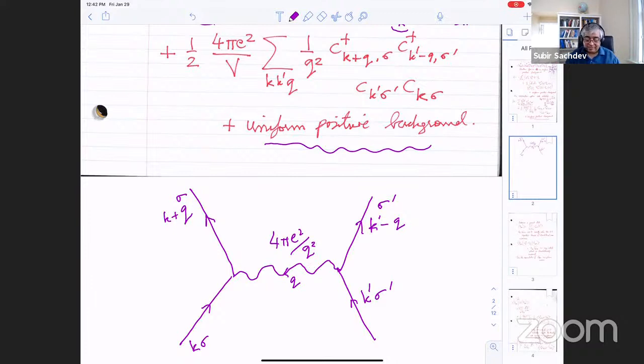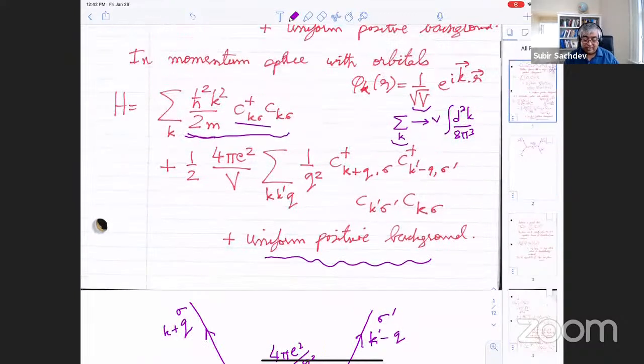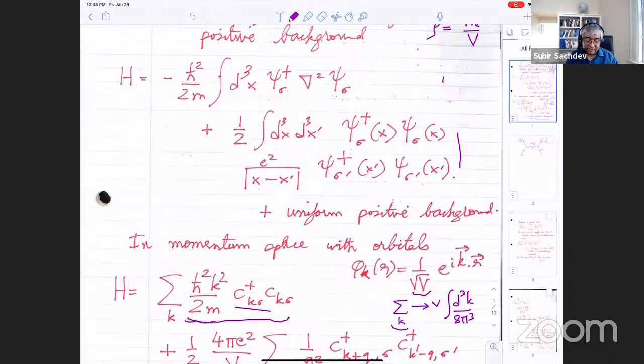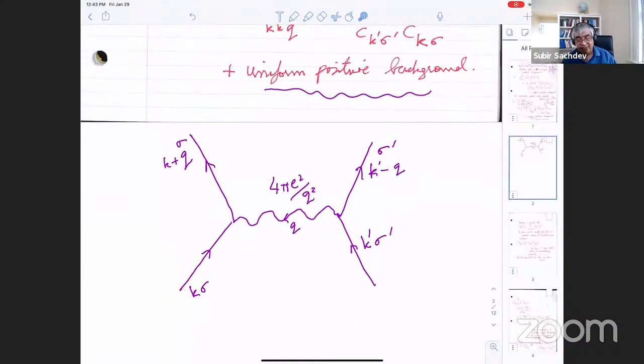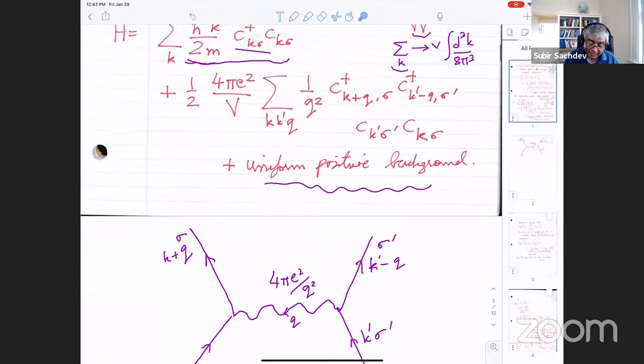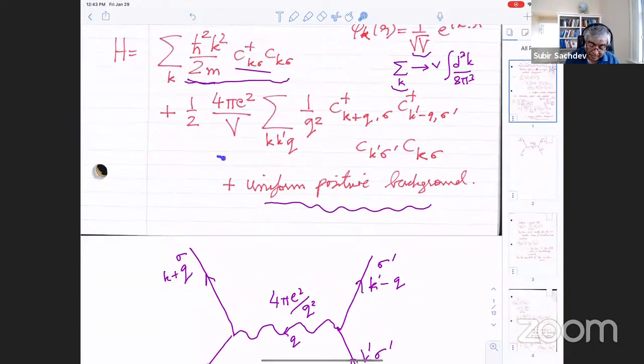When you actually compute some physical process, you can ask about energy conservation. But momentum conservation is just a consequence of translation invariance of the interaction, the fact that this interaction only depends on x minus x prime. If the interaction depended on some other function of x and x prime, then momentum would not be conserved. Spin is also conserved, because the interaction is independent of spin. All right, so this is the picture you should keep in mind, and this is how you write it out explicitly in momentum space.